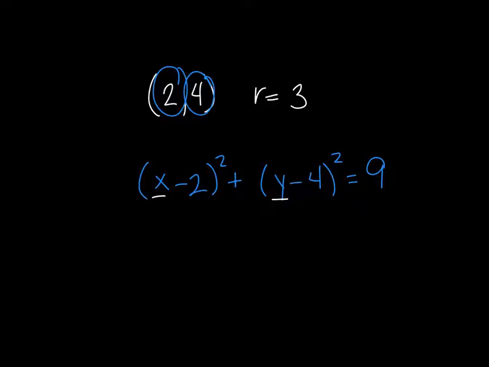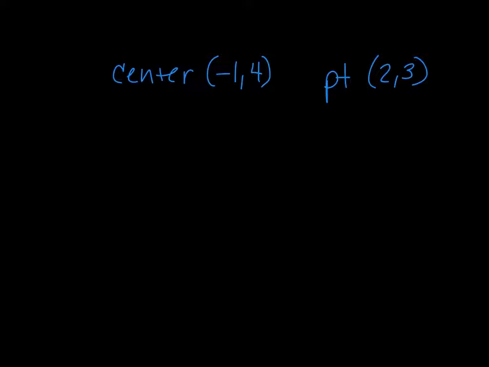So let's look at a little bit of a tougher problem here. Okay, so let's change it up a little bit. It gets a little bit more difficult. Let's say that your center is at -1, 4, and you have a point on your circle at 2, 3. It's always a good idea to see what this looks like. So let's just get a little glimpse of this.